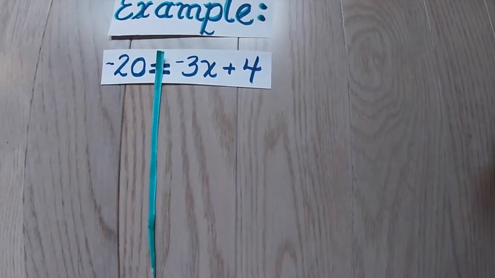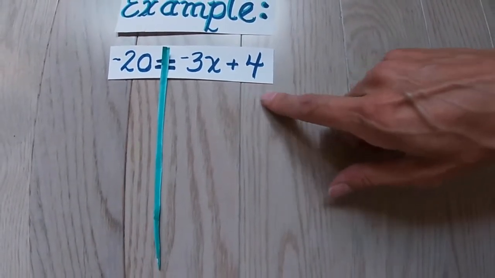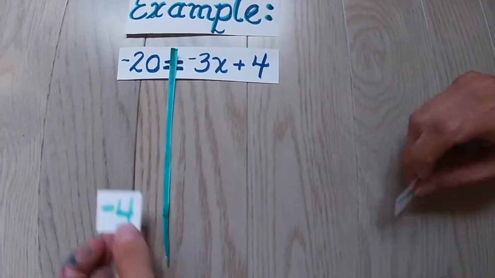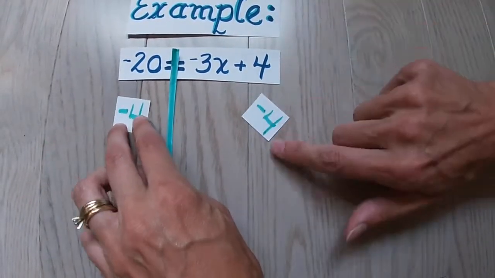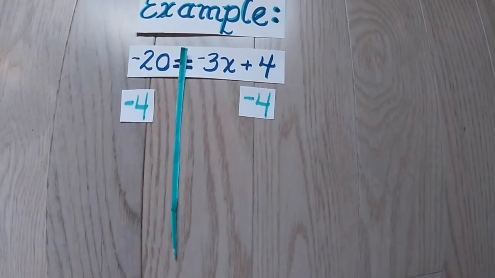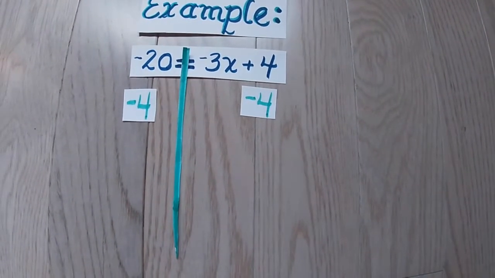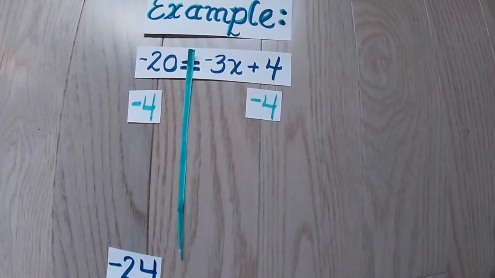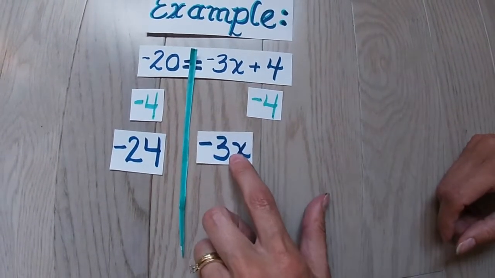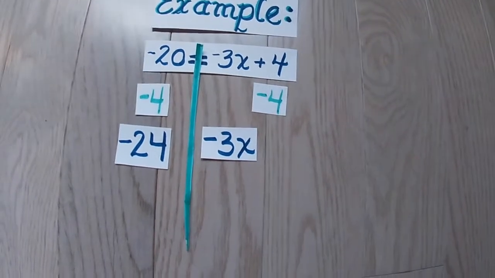So when you're trying to get x alone here, think about this plus 4. The opposite of adding is subtracting, so we want to subtract 4 from both sides to start getting that alone. When you think about what's left over, on the left, negative 20 minus 4 is going to leave you with negative 24. And here on the right side, you just have a negative 3x.